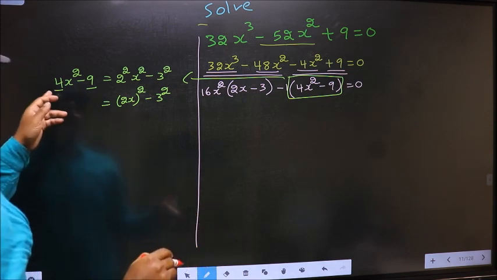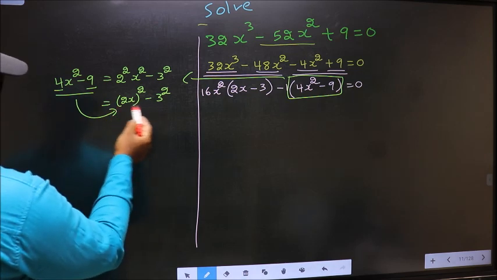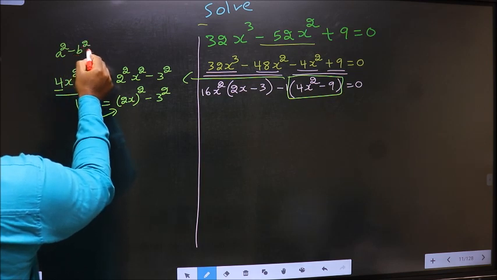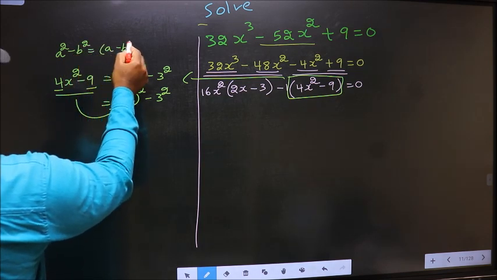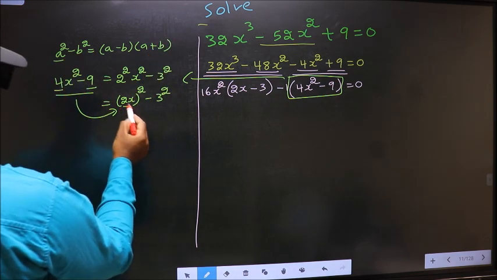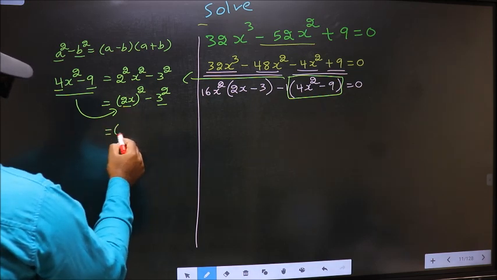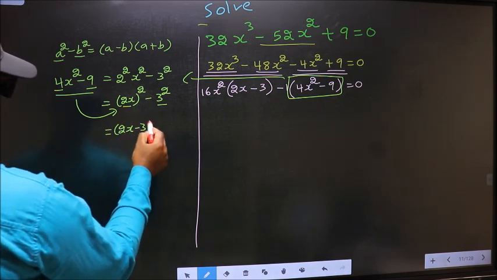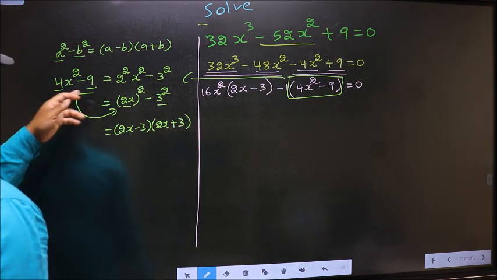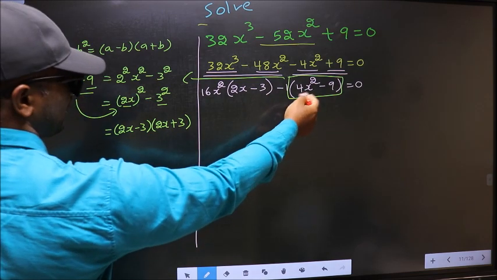The reason for us to change this to this form is, now on this we should apply the formula a square minus b square, that is a minus b times a plus b. In place of a, 2x, in place of b, 3. So this will become 2x minus 3 times 2x plus 3. So in place of this quadratic, now we should write this over here.